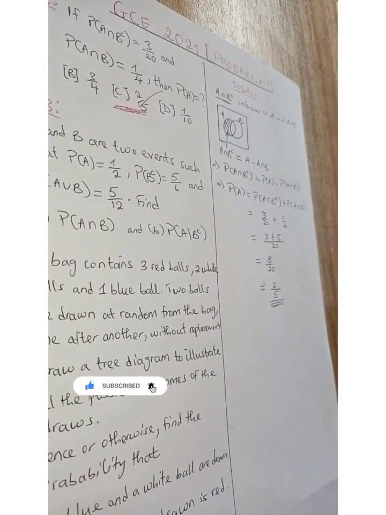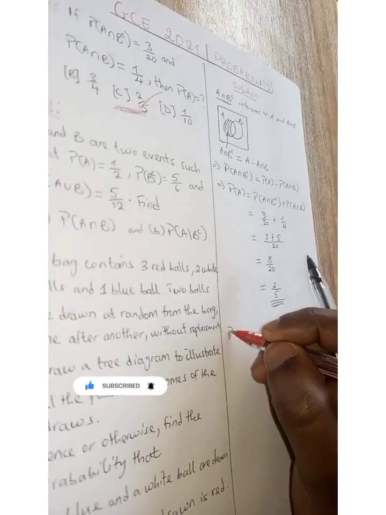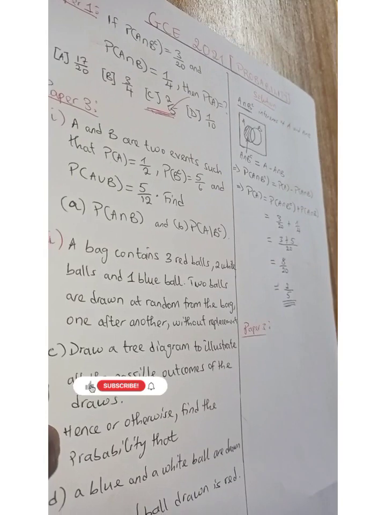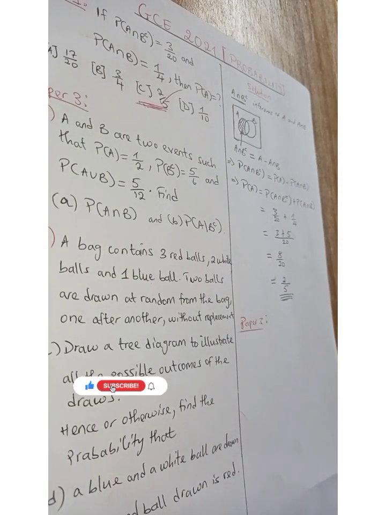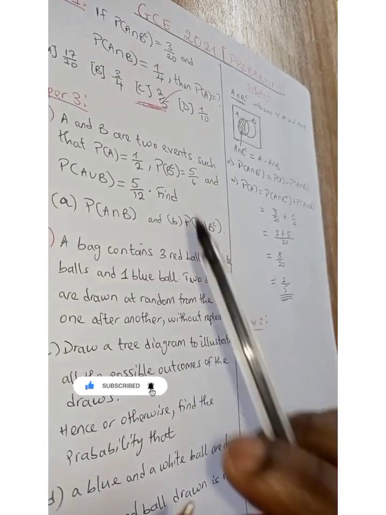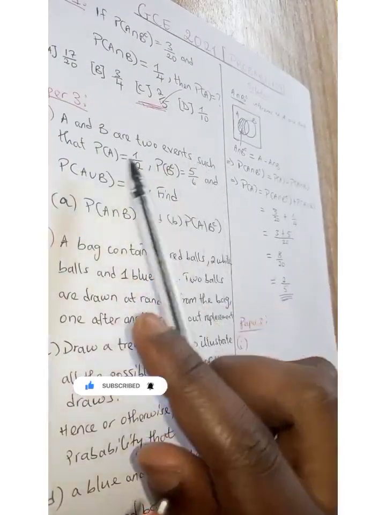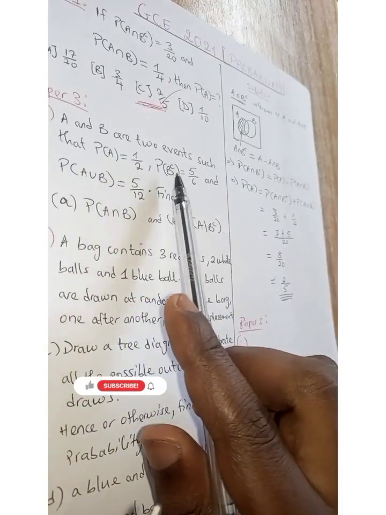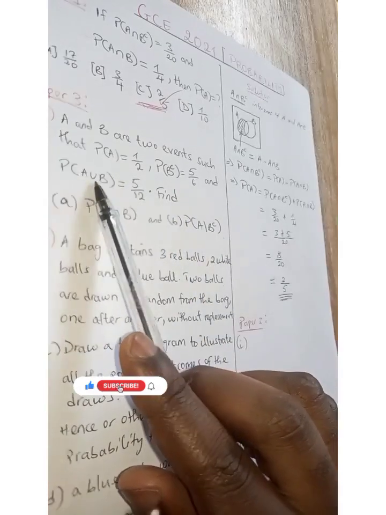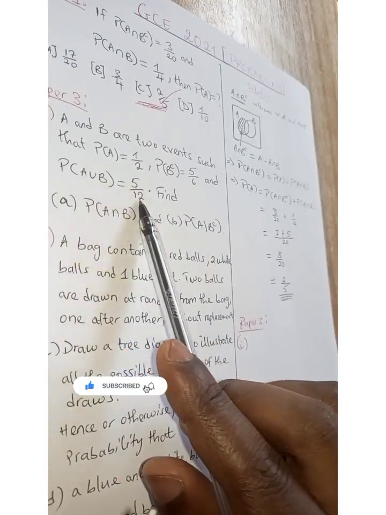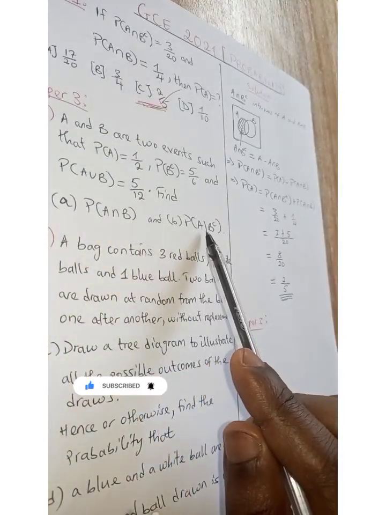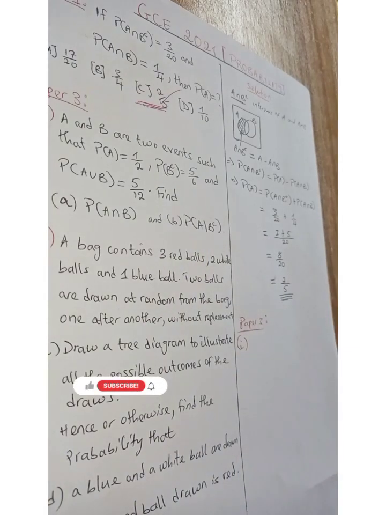Now, the second part, paper 3. Paper 3 has two parts, Roman 1 and Roman 2. Roman 1 says A and B are two events such that the probability of A is half, the probability of B complement is 5 on 6, and the probability of A union B is 5 on 12. Find A, the probability of A intersection B, and B, the probability of A given B complement.